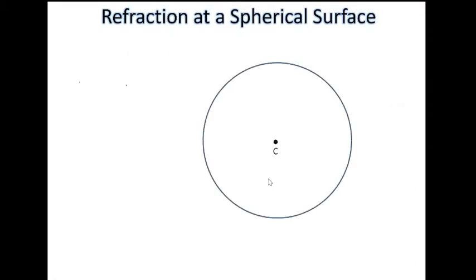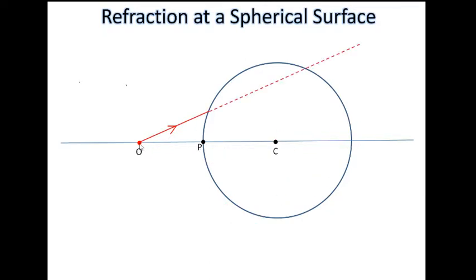So let's get on with the derivation. This is a spherical interface which separates an optically denser medium from the optically rarer medium surrounding it. This is the center of the spherical interface. A straight line passing through any point on the interface and the center of curvature would be called the principal axis. Let's say the object is placed in the rarer medium and it's a point object on the principal axis.